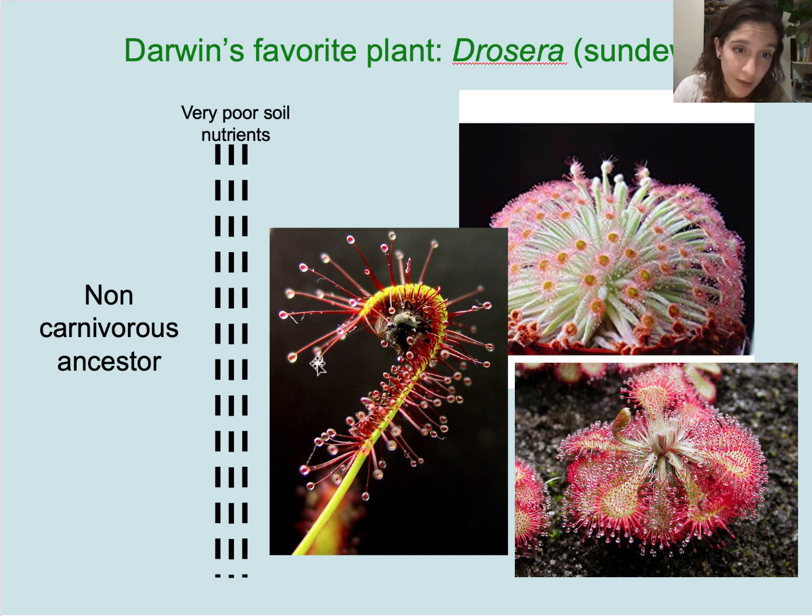There are little digestive enzymes in the tips of these very sticky hairs, and an unfortunate fly will land on one of these hairs, and the plant will get its nutrients, the same sorts of nutrients that it was missing in the soil. It turns out that there are hundreds of species of carnivorous plants, and many of them, if not all of them, evolved from this similar environmental selective pressure of very poor soil.